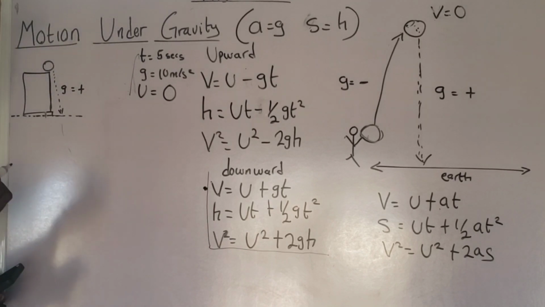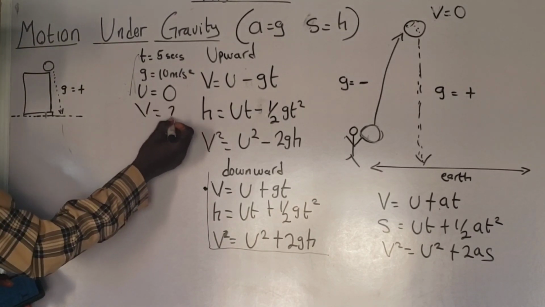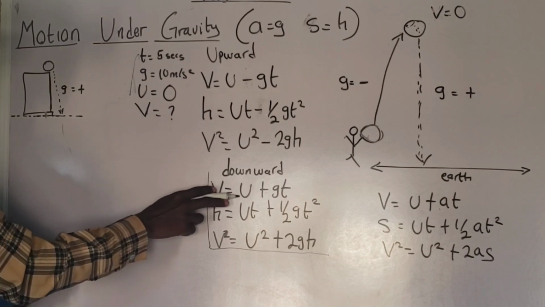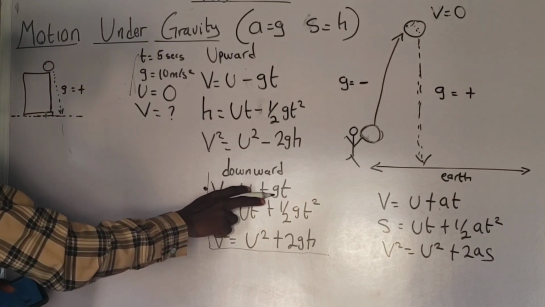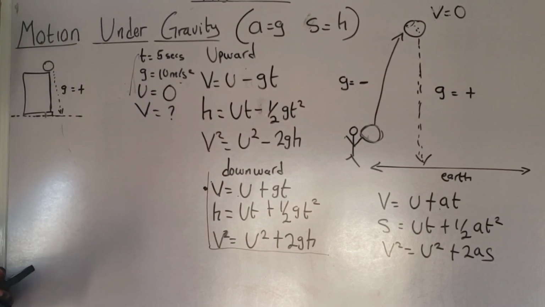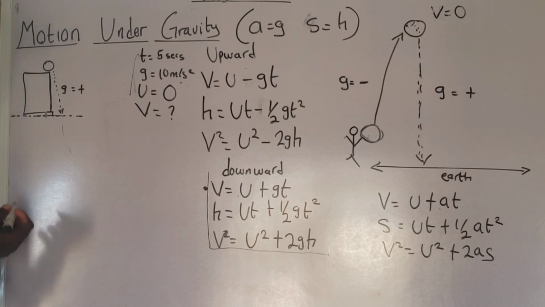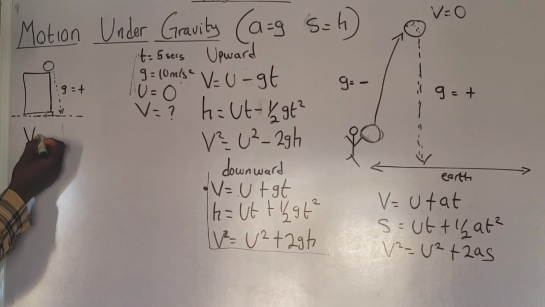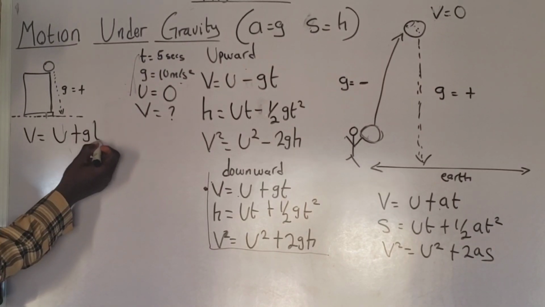The reason is because we are looking for velocity. We've been given the initial velocity. We've been given the acceleration due to gravity as 10 meters per second squared, and t is 5 seconds. You can see now. So we are going to go with the first equation. The first equation is v equals u plus gt.